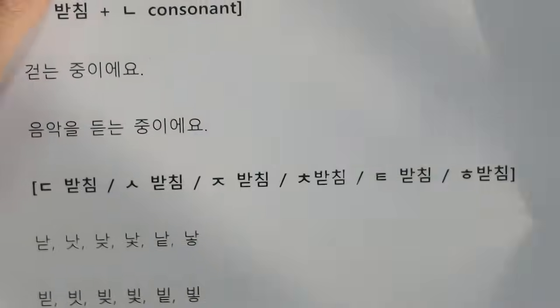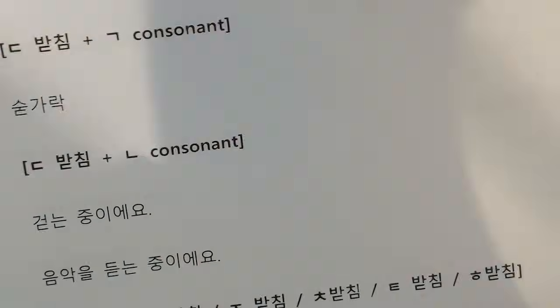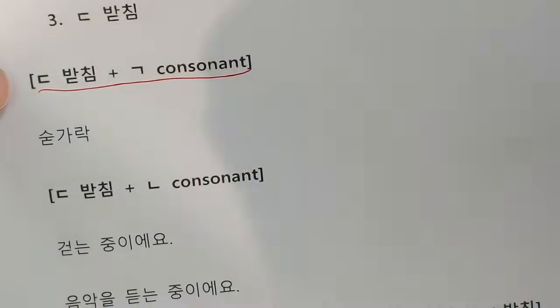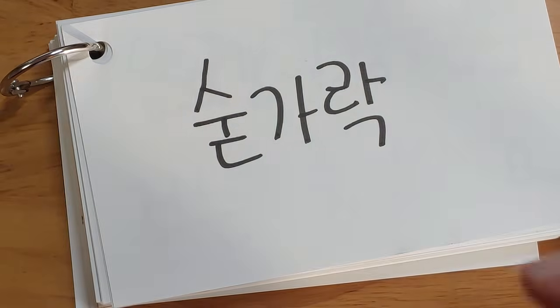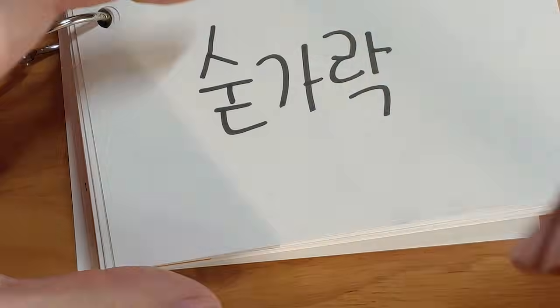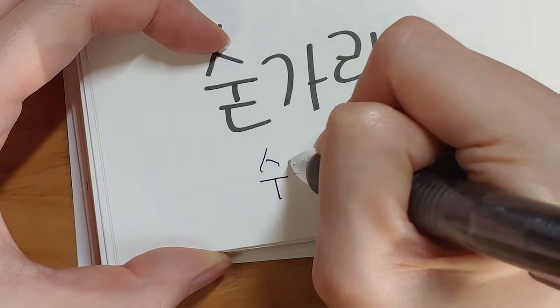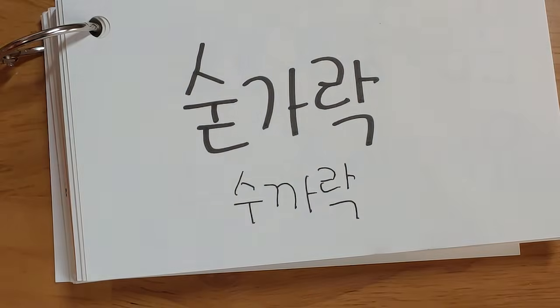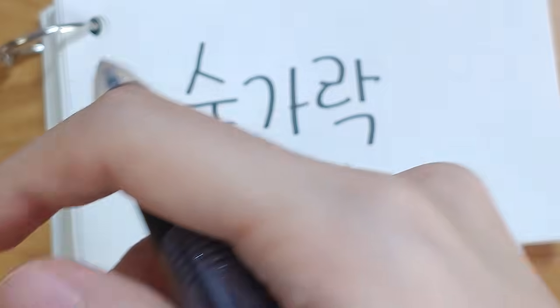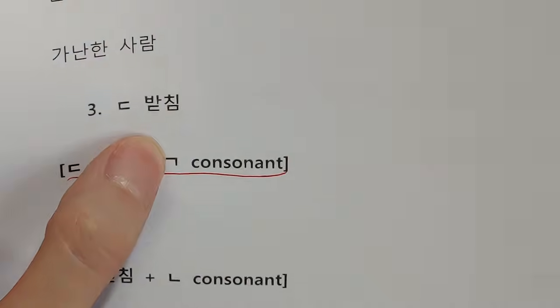그 다음에 moving on to 디귿받침. Finally, 디귿받침 combined with 기역 consonant. So our first word is 숟가락. And did you notice that this was pronounced 숟가락? So 디귿받침 has that ut sound, right?